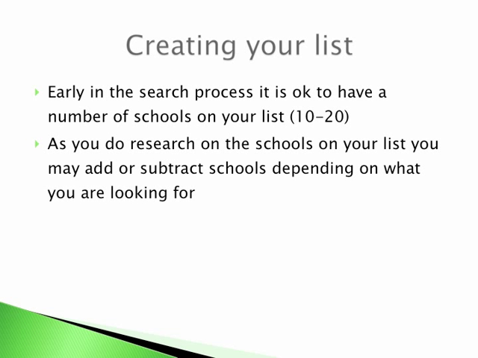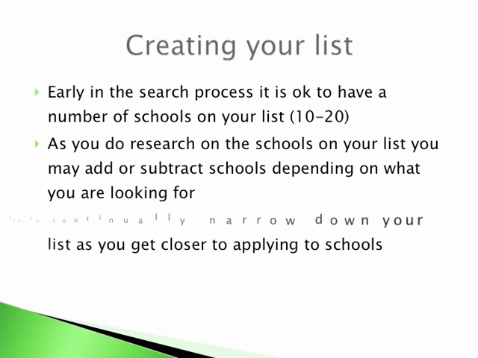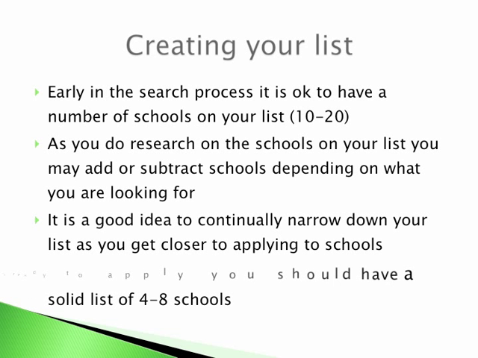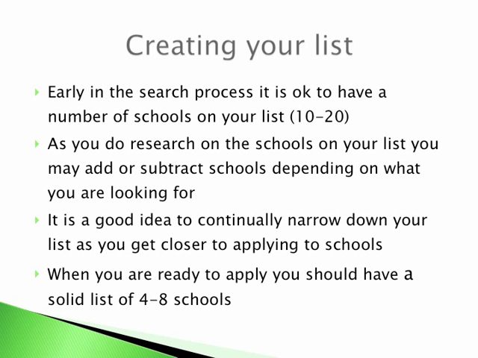As you're doing that research, you can add and subtract schools depending on what you're looking for. And it's always a good idea to continually narrow down that list as you get closer to applying to schools. A good list of schools to apply to is going to be anywhere between 4 and 8. If you've really done your research well, then applying to anywhere between 4 to 8 schools is pretty manageable.